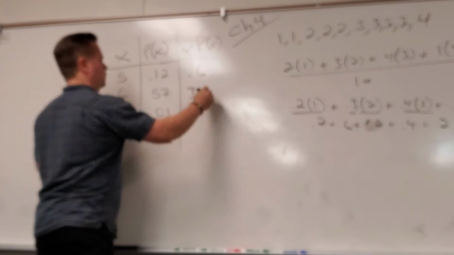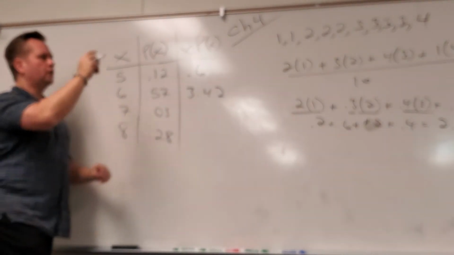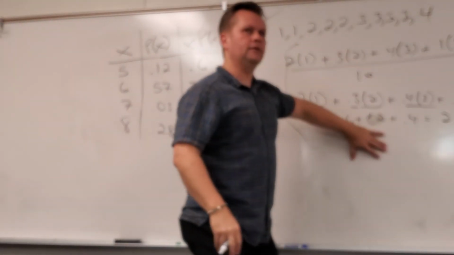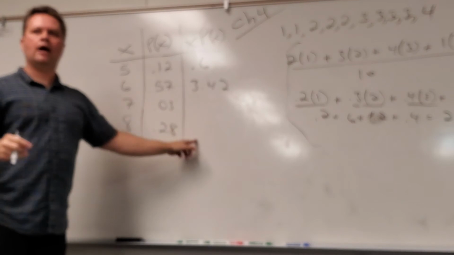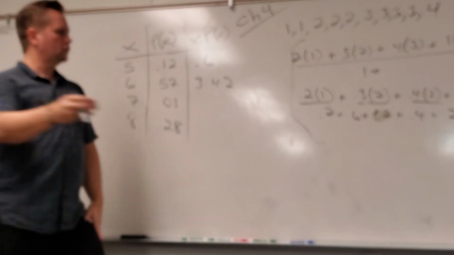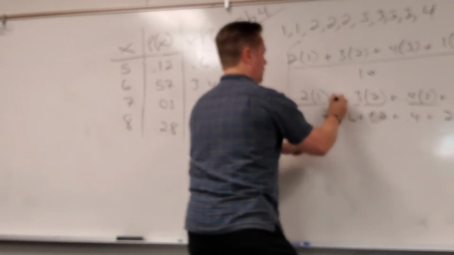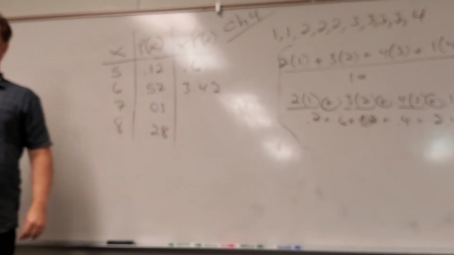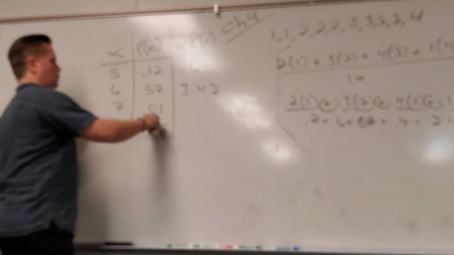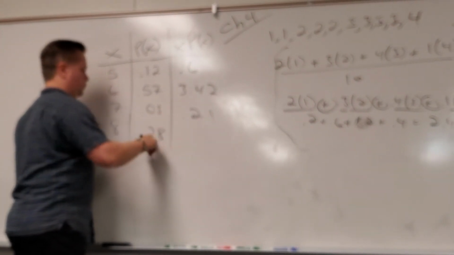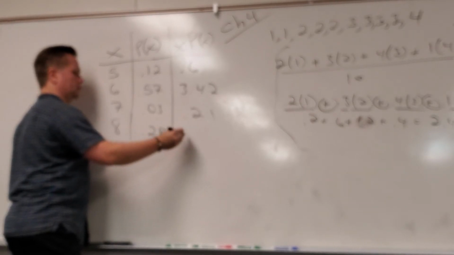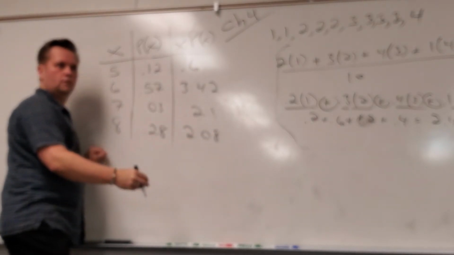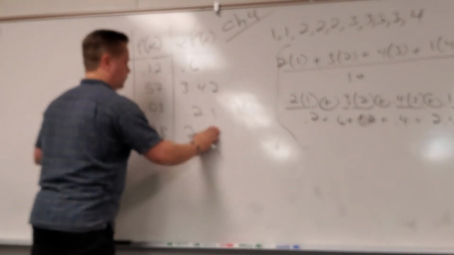Yes. So what I'm doing here, the derivation behind it, we will never do. This explains why the math I'm doing right now works. All I have to do is do x times p of x and then add them all up. That's the mean. 0.03 times 7, 0.28 times 8, I don't know, is it 2.08? It's 2.24.